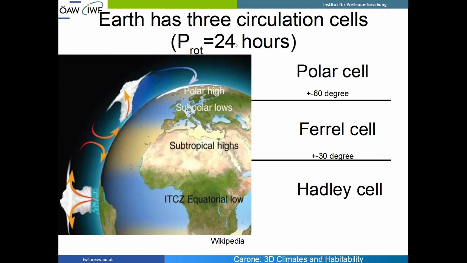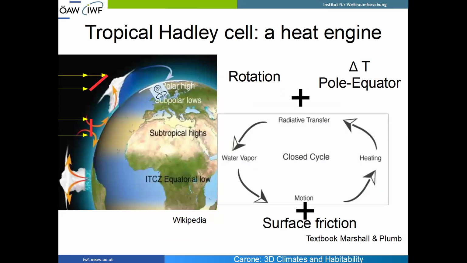And the width of the circulation cell and the number of the circulation cells depends mainly on the rotation period of the planet. We can shift it a little bit up and down also with temperature differences. But in principle, if you know the rotation period of a planet, you also basically know how many circulation cells the planet has, which is important to understand already basic things like clouds and surface liquid water distribution.